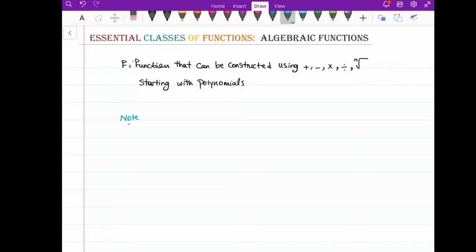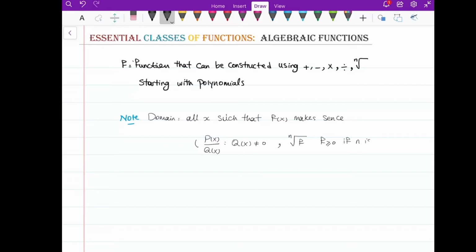Let me give you a note for the domain, we need to watch out for all x such that f of x makes sense. Well, what do I mean by that? I mean, for example, if we add two polynomials together, no problem. If we subtract them or if we have a product of them, no problem. But if we have a polynomial on top and another polynomial on the denominator, then the denominator cannot be 0. If we have a polynomial, or basically a function, inside a root and n is even, f should be greater than or equal to 0 if n is even.